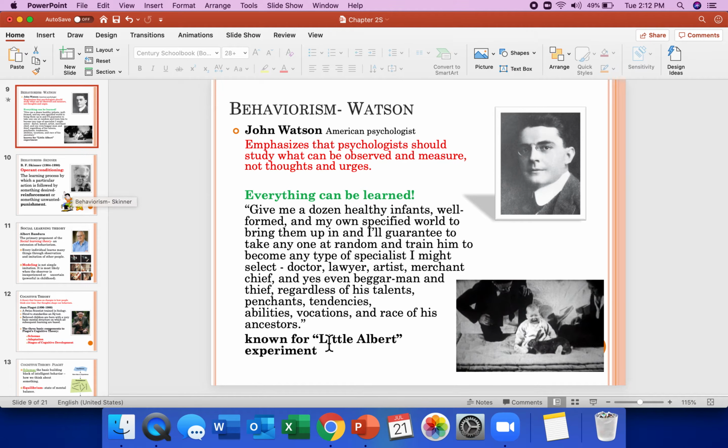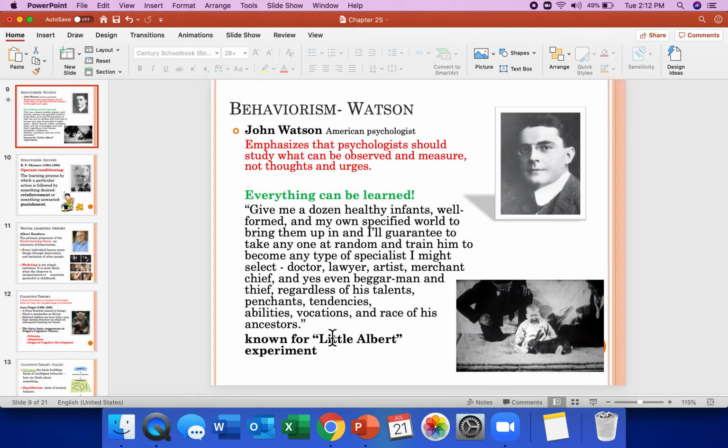As a matter of fact, this is one of his quotes: "Give me a dozen healthy infants, well formed, and my own specific world to bring them up in, and I'll guarantee to take any one at random and train him to become any type of specialist I might select." So he really did believe in the power of conditioning and training, and the power of teaching and learning. He went on to devise his own experiments, some of which are considered a little bit unethical in our days.